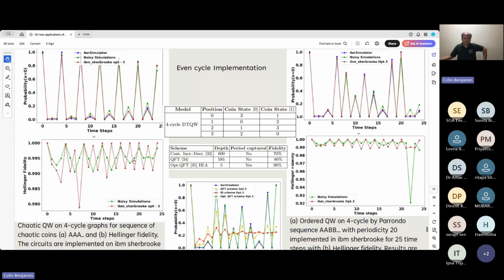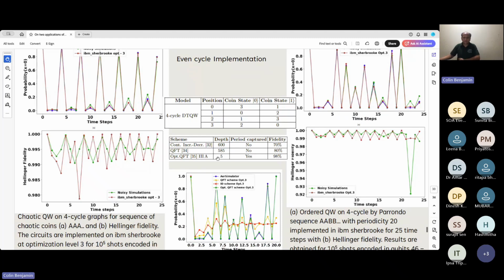And you can see this Hellinger fidelity, which is more than 99.5%. And in general, it's above 98% for all time steps. But for the periodicity, it captures it with a great fidelity of almost 98%.